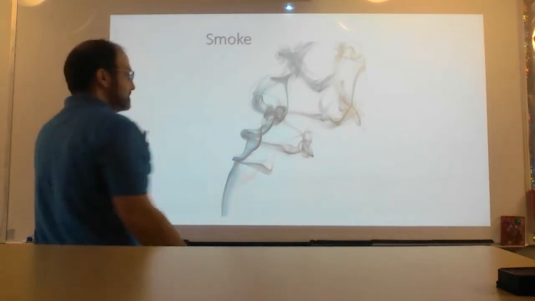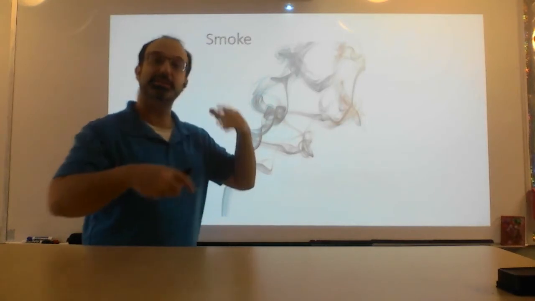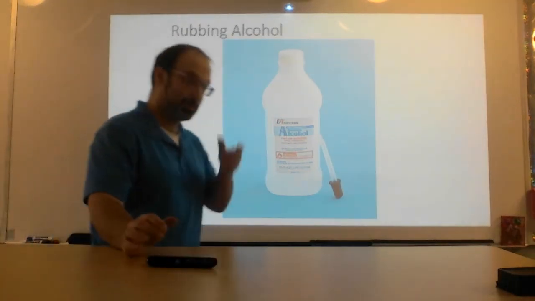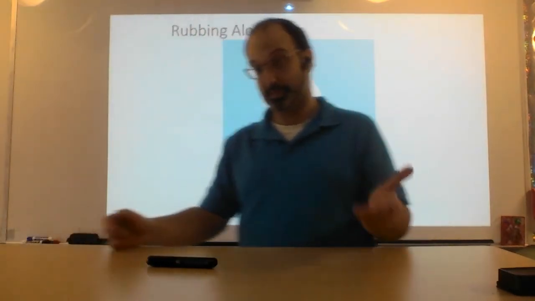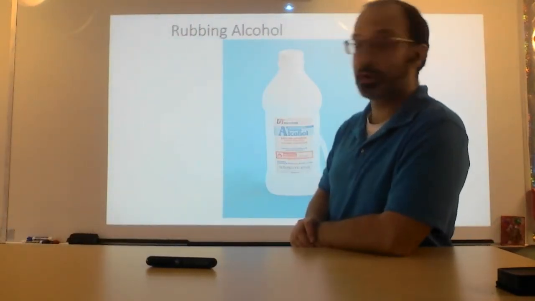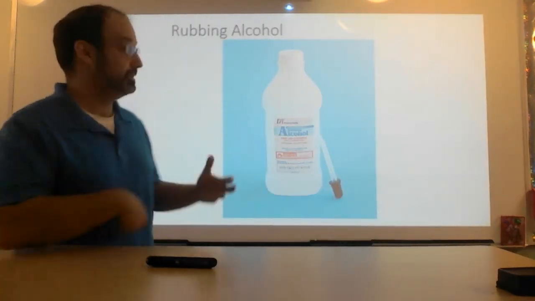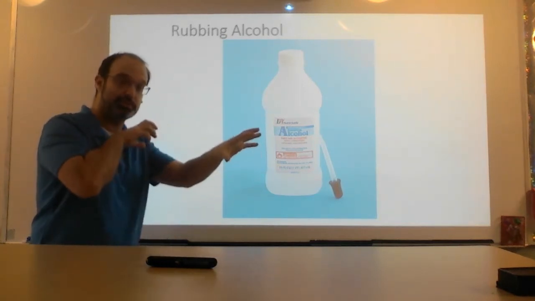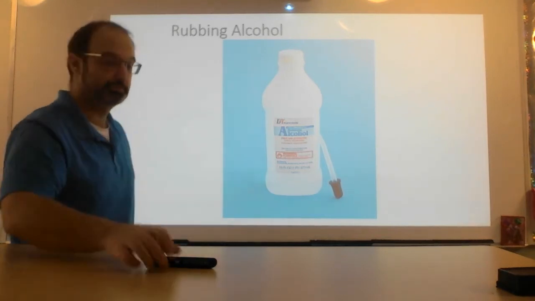Smoke. Solid particles floating in air. This is a solid in gas solution. Rubbing alcohol, so called because you're not supposed to drink it, because it's one of the kills-you-quickly type of alcohols, like most of the others, except for one exception. Rubbing alcohol, otherwise known as isopropyl alcohol, is a mixture of alcohol and water. So two liquids. Water is the solvent, alcohol is the solute.